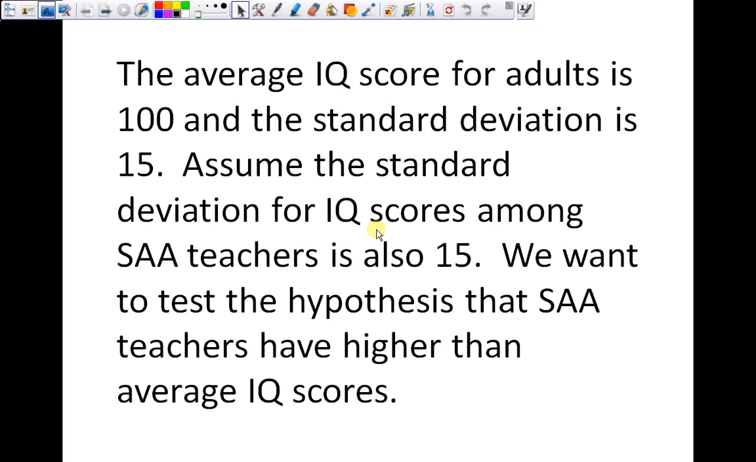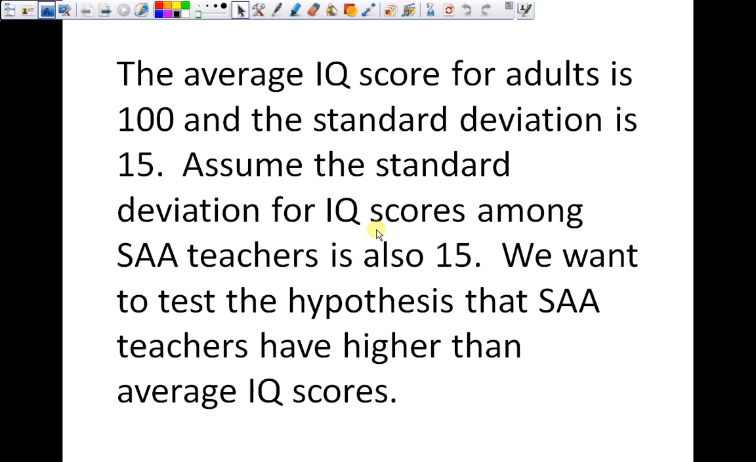We're going to look at an example of type 1, type 2 error. The scenario here is the average IQ score for adults is 100 and the standard deviation is 15. So assume the standard deviation for IQ scores among SAA teachers is also 15. We want to test the hypothesis that SAA teachers have higher than average IQ scores.